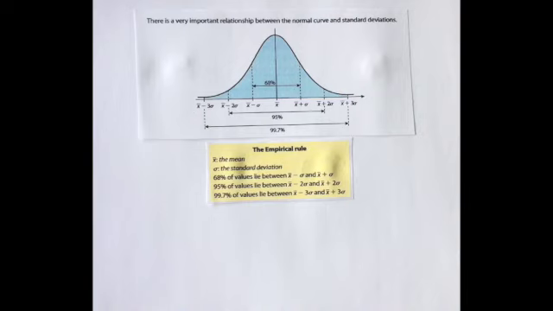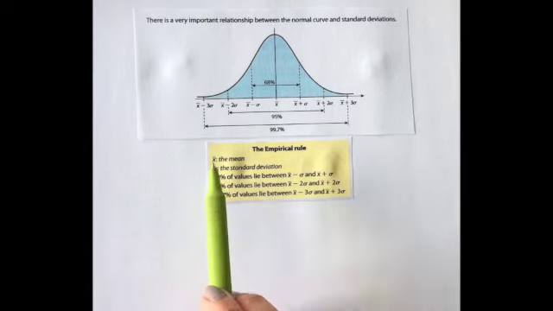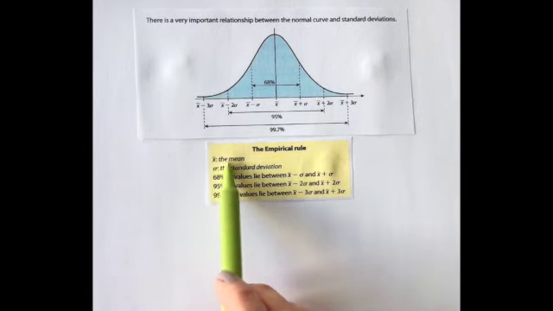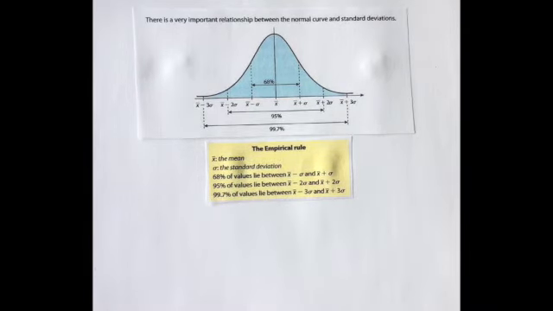So there is a very important relationship between the normal curve and standard deviations. Now, just a reminder as to what a standard deviation is. Standard deviation is denoted by this sigma, and X bar stands for the mean. Standard deviation, remember, is basically a measurement of spread. It measures how spread out the values in the data are from the mean. So it's often regarded as the average difference of the scores from the mean, in other words, how far they are away from the mean.